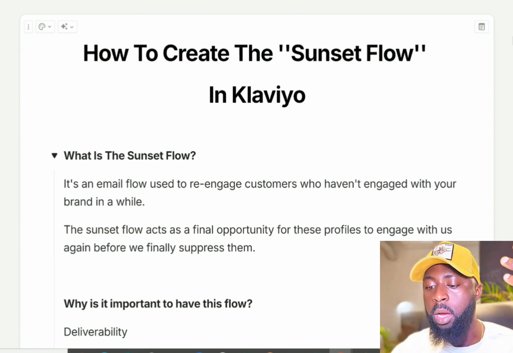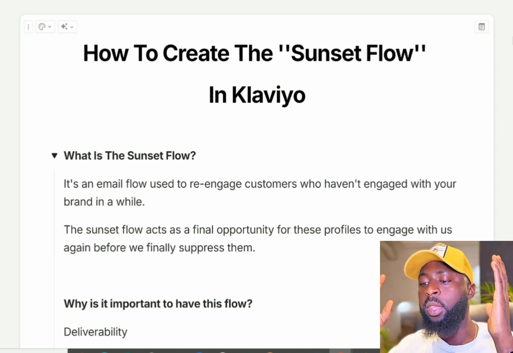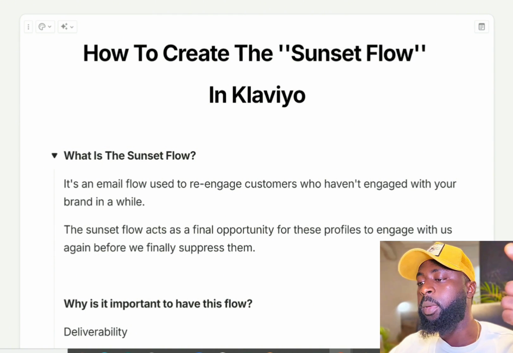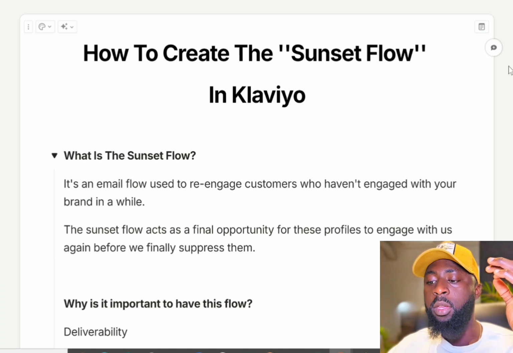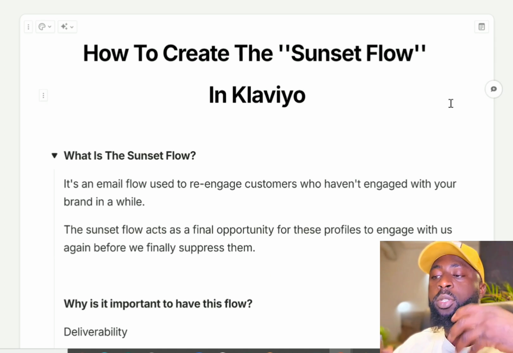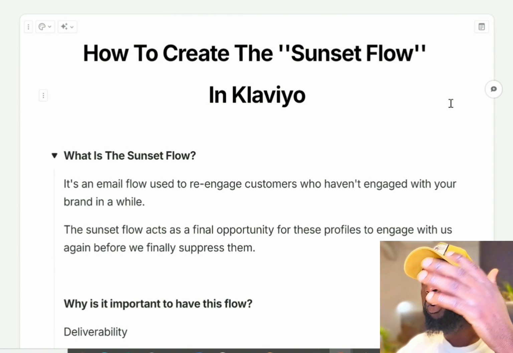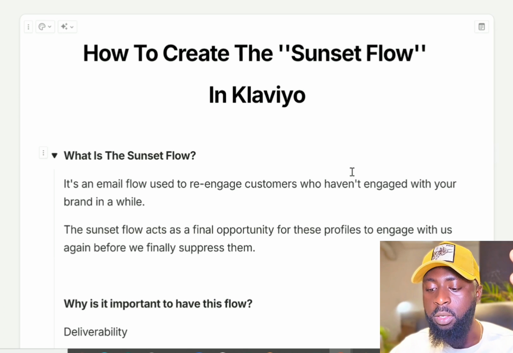But first of all, let's talk about what the sunset flow is. The flow is basically an email flow used to re-engage customers who haven't engaged with your brand in a while. Basically, what this means is that there are people in your email list who haven't engaged with you in a while. This could be maybe they haven't opened an email or clicked an email. So this flow acts as a fine opportunity to reach out to those people again and try to re-engage them before you finally suppress them. So that's basically what the sunset flow is.